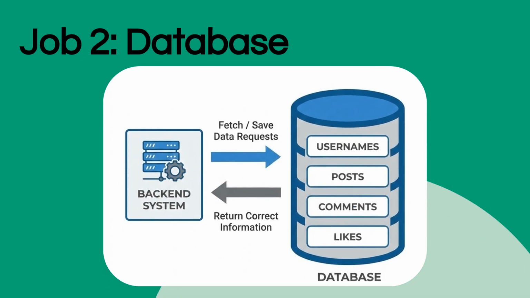The second job is the database. This is where all the data is stored. Usernames, posts, comments, likes. The backend talks to the database to fetch or save the correct information.